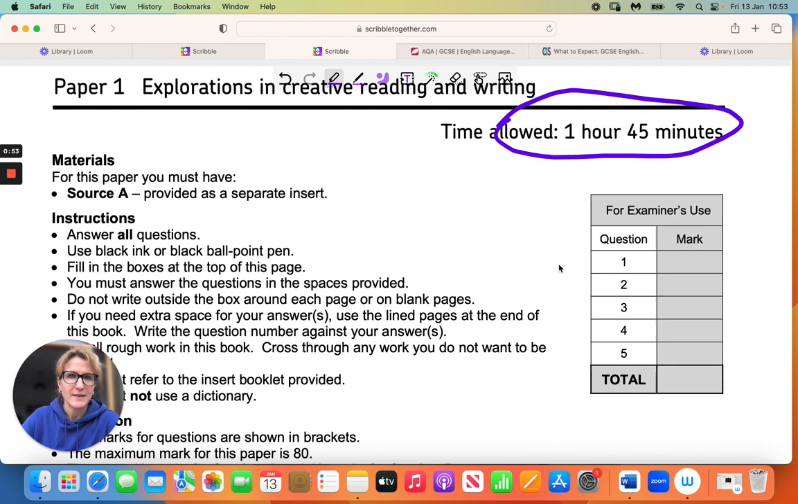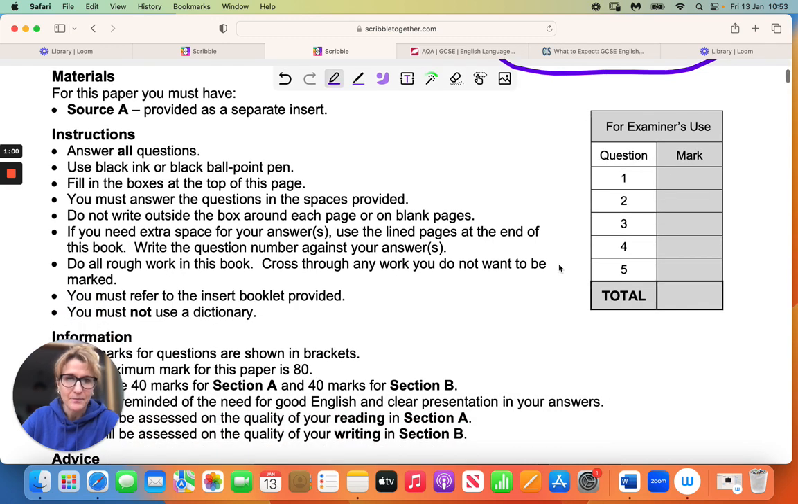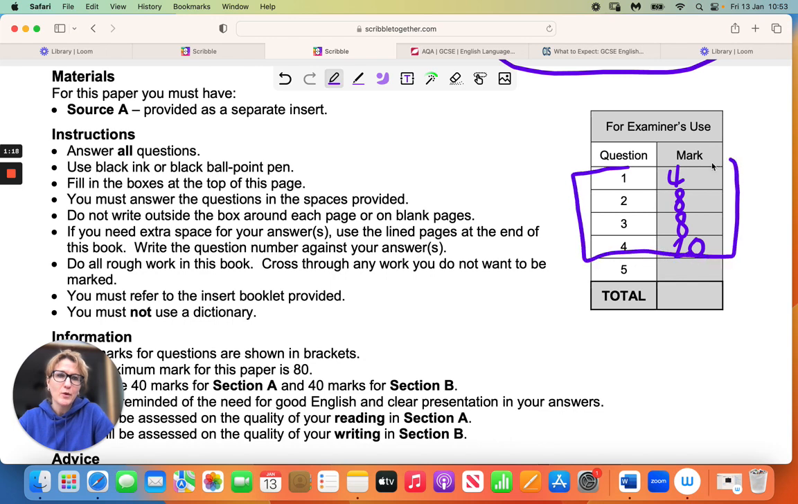Ideally, you won't have to read this stuff on the first page because you will know. You have to use a black pen, you need to answer all questions, keep track of your time. Half of your marks you get for section A, half of your marks you get for section B. Question 1 is worth 4 marks, question 2 is worth 8 marks, question 3 is worth 8 marks, question 4 is worth 20 marks. That is 40 marks, and this is section A. Question 5 is worth 40 marks, that's section B.